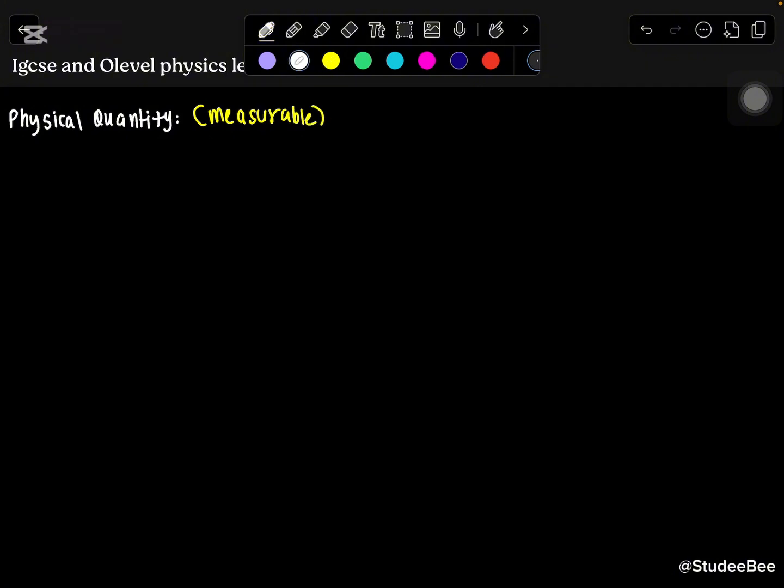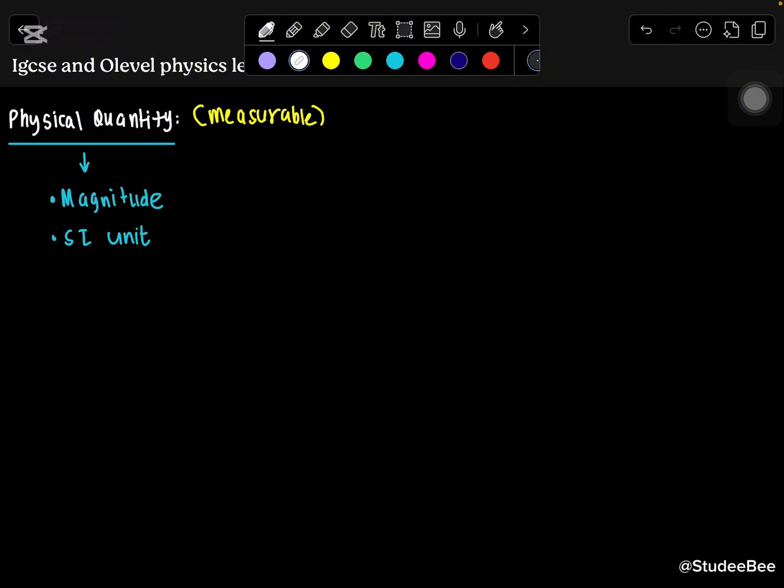Now, a physical quantity has two characteristics. It must have a magnitude and an SI unit. Let's take an example of a physical quantity and explore these two characteristics in detail.